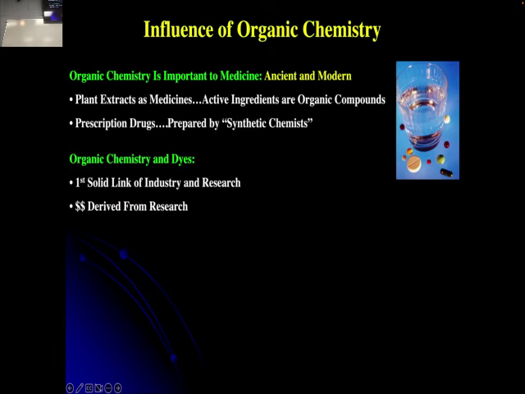Okay? Organic chemistry and dyes. This was the first solid link of industry and research. Money derived from research was actually the dye industry. Each and every one of you are wearing something a little different colored today. 200 years ago, that wouldn't have been common, especially if it was purple. You had to kill a lot of little animals to get purple. That's why purple was considered a royal color. Only royalty were allowed to wear it at the time. Nobody thinks about that anymore.